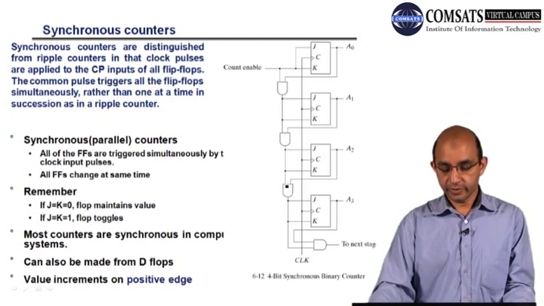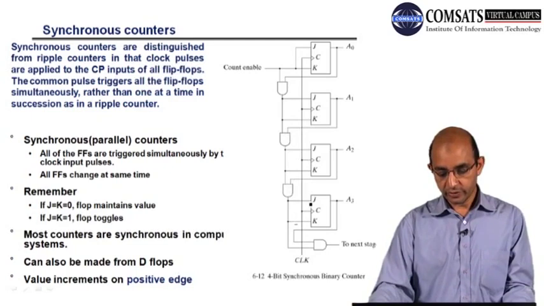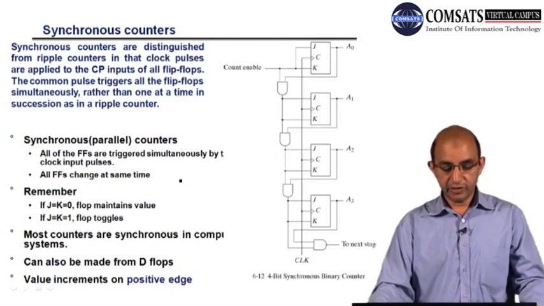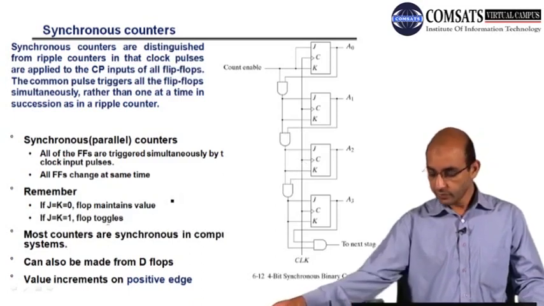All the flip-flops are triggered simultaneously. Whenever we have the clock, depending upon the input, all the flip-flops trigger. As a result, they change their states at the same time. This is also a key point: whenever we have JK equal to 00, from the truth table, there is no change, and when JK is equal to 11, we know that the JK flip-flop toggles.